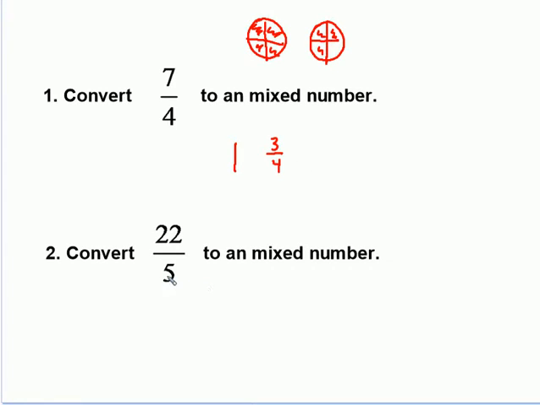Let's try it again down here with this one. We're just going to divide the bottom number into this one and take the remainder. So 5 goes into 22 how many times? 4 times. 5 times 4 is 20. 22 minus 20 is 2. We keep our remainder of 2. We take this top number and use that as our whole number. We take this bottom number and put that on the bottom, and then we take the remainder and put it on the top. That gives us 4 2/5 of a pizza.